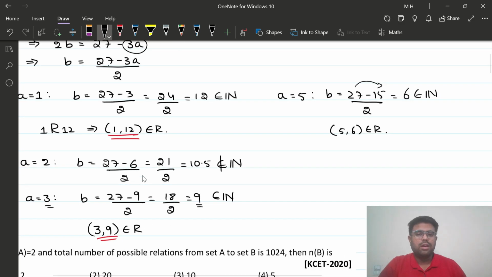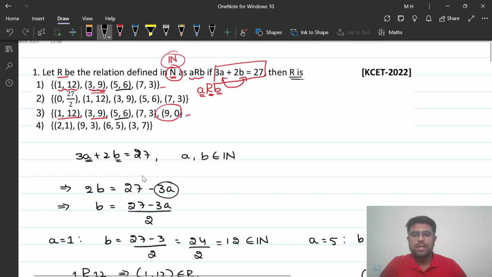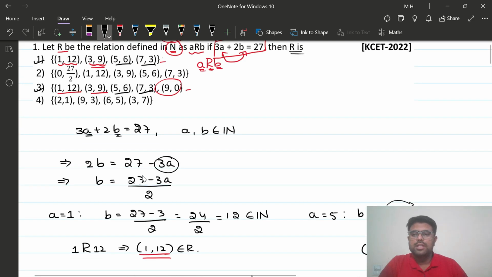And then again I'll skip 6. I'll take 7. b equal to 27 minus 3 sevens are 21, divided by 2, which is going to be 27 minus 21 is 6 by 2, which is 3 belonging to N. So therefore it is (7, 3). In both of these it is there. And I have to decide whether it is option A or option C now, because these two are ruled out.